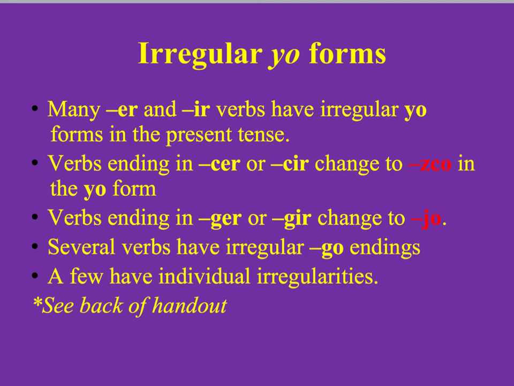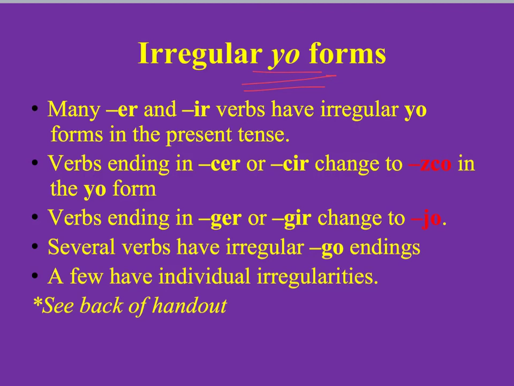There are a lot of other verbs that have irregular yo forms. This is yo forms only. Many ER and IR verbs have irregular yo forms in the present tense. For example, verbs that end in CER or CIR change to ZCO in the yo form. So if you look on the handout on the back, you'll see on the right-hand side ending in ZCO.